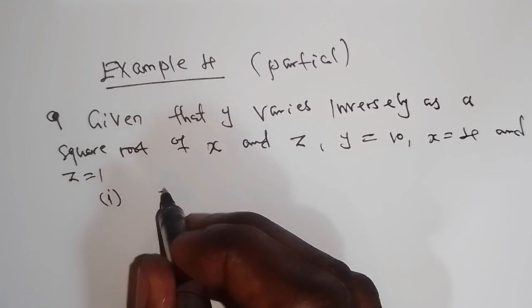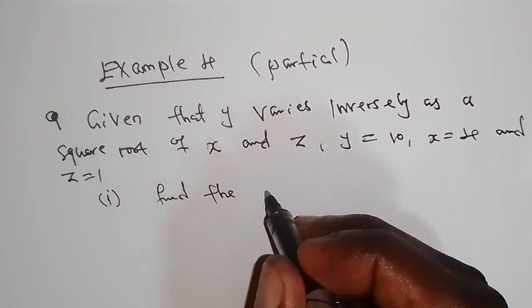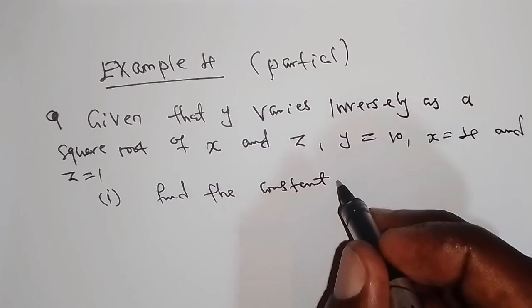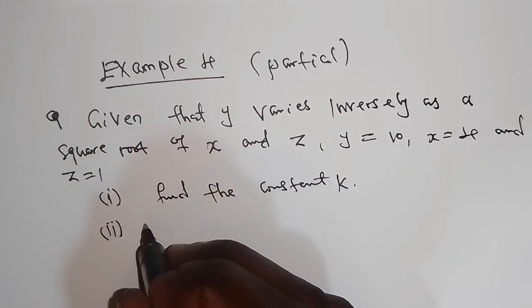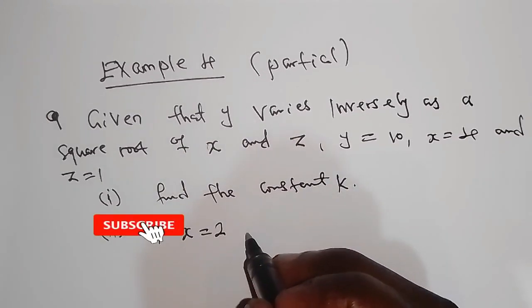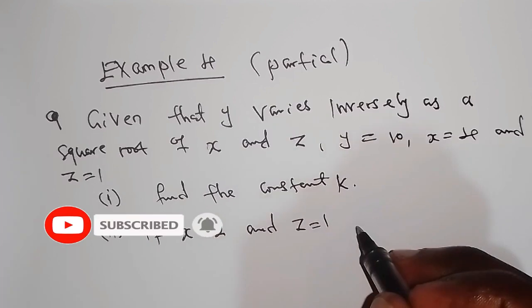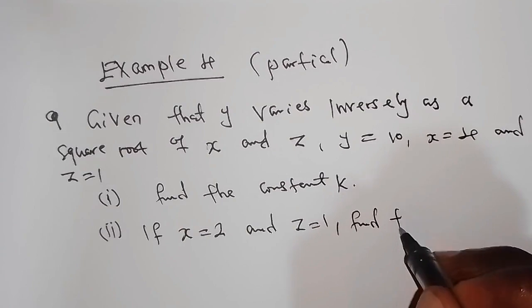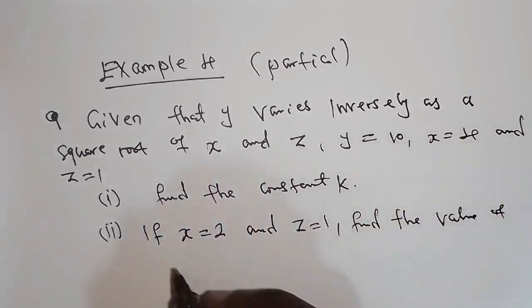So the first question is find the constant k. And also finally, if x equals 2 and z equals 1, find the value of y.